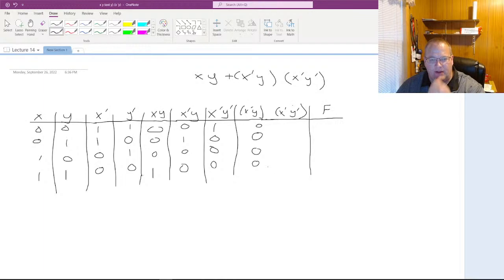So I need to take this one here and this one here, and I'm going to OR those. And the good news is, it's the exact same as the first element, because the second element is zeros all the way down.